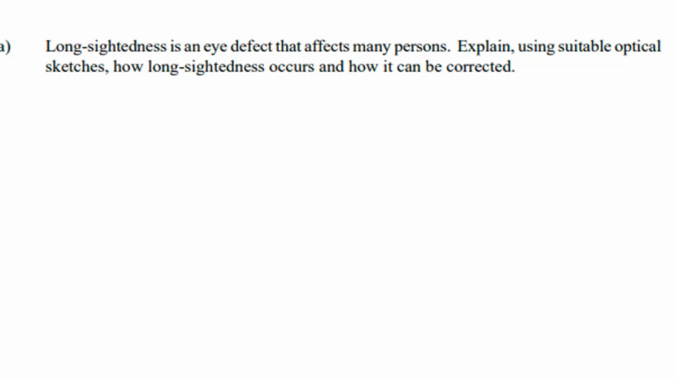So can I try? Yeah, of course, go ahead. Okay, so long-sightedness takes place when the eyeball is short and the light rays that are passing through the eye, through the cornea and the lens, focus behind the retina.